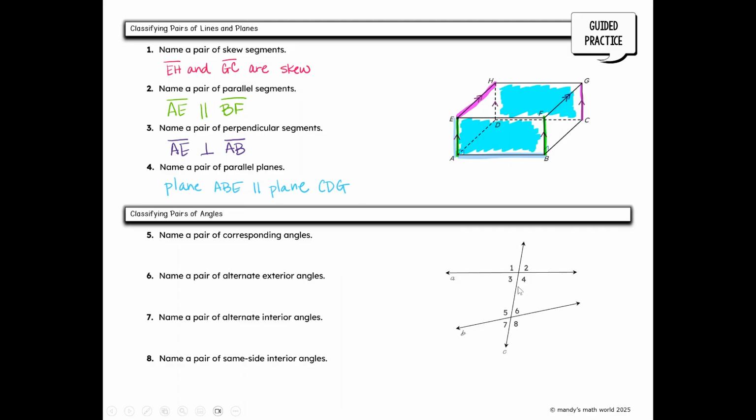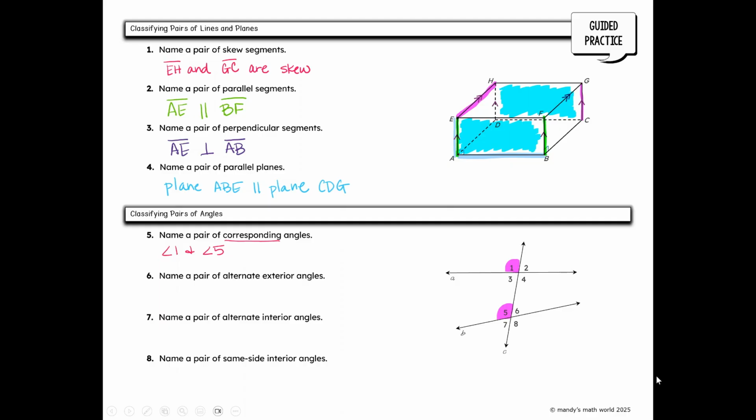I know it because this is the line that intersects these other two lines. All 8 angles are along that transversal. Name a pair of corresponding angles. A pair of corresponding angles might be angle 1 and angle 5. But you could also say angle 3 and angle 7 are corresponding. Angle 2 and angle 6. Angle 4 and angle 8.